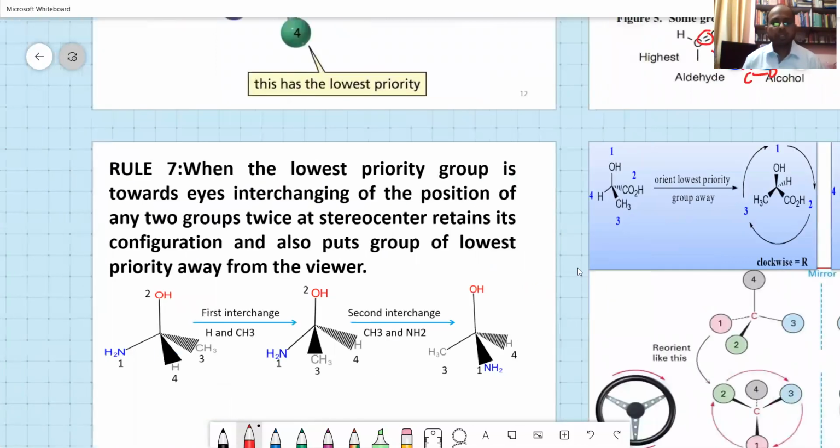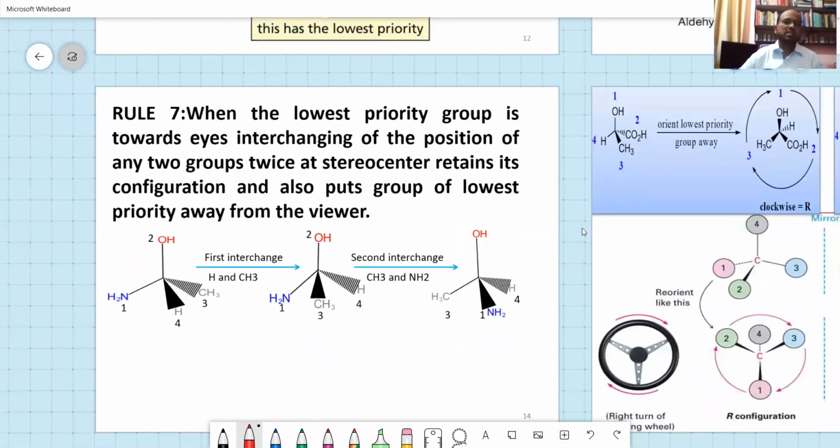When the lowest priority group is towards the highest intensity, any two groups, don't go into this. Something wrong is there. What it is trying to say, I have already told you. But anyway, we will work out this example here.